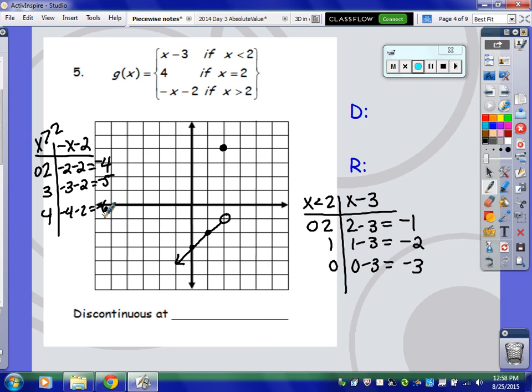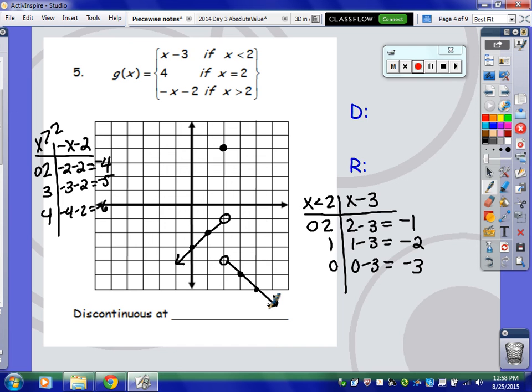So at 2, negative 4, we're open again. At 3, negative 5, we're closed. And at 4, negative 6, we're closed. So this piece of the graph is going in that direction. So there's how we graph a piecewise.